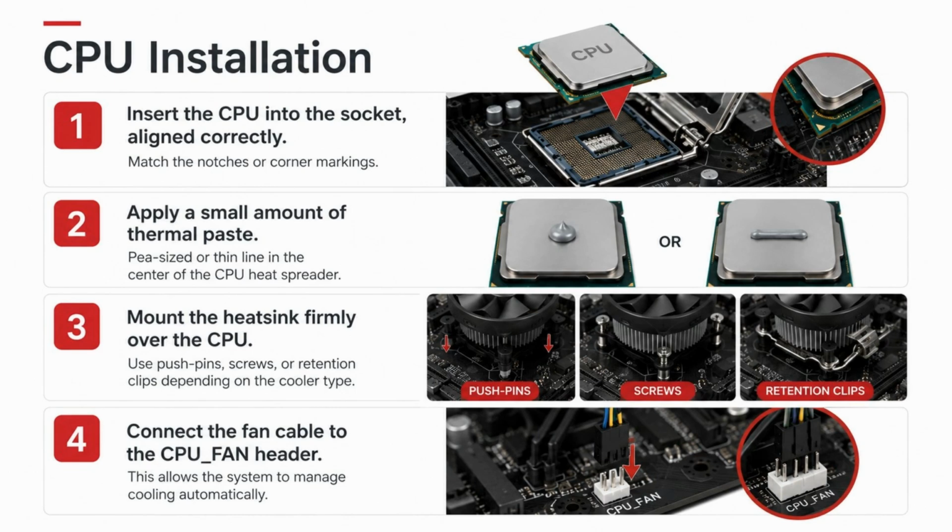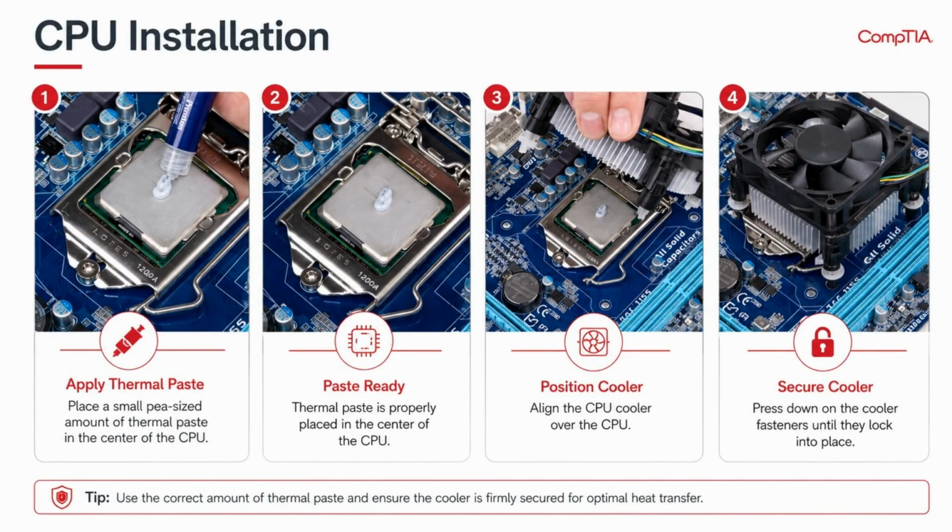Insert the CPU into the socket, aligned correctly using the notches or corner markings. Apply a small amount of thermal paste, pea-sized, or a thin line down the center of the CPU's heat spreader. Mount the heatsink firmly over the CPU, using push pins, screws, or retention clips depending on the cooler type. And connect the fan cable to the CPU_fan header on the motherboard so the system can actually manage cooling. Here's what that installation actually looks like in practice. The CPU seated in its socket, thermal paste applied, and the heatsink mounted and secured on top.